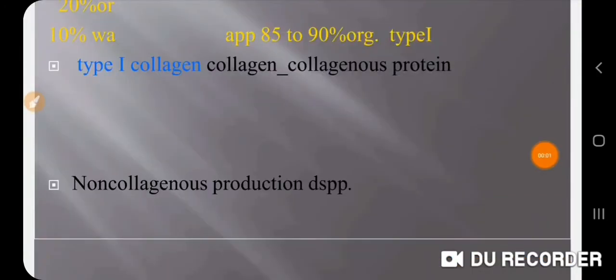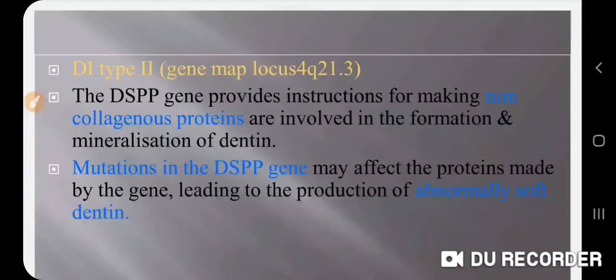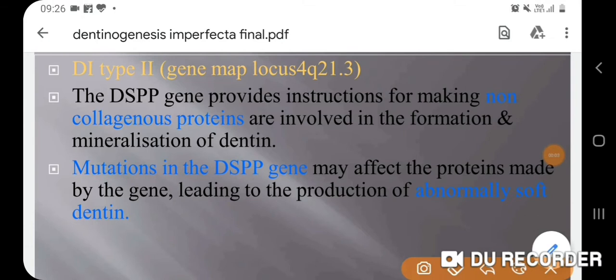The most abundant non-collagenous proteins in dentine are derived from dentine sialophosphoprotein, and this dentine sialophosphoprotein is located on gene map locus 4q21.3. When this gene is mutated, it leads to the production of abnormally soft dentine.